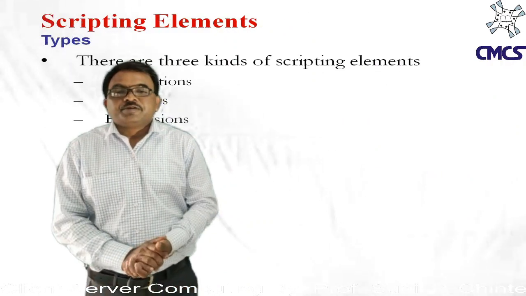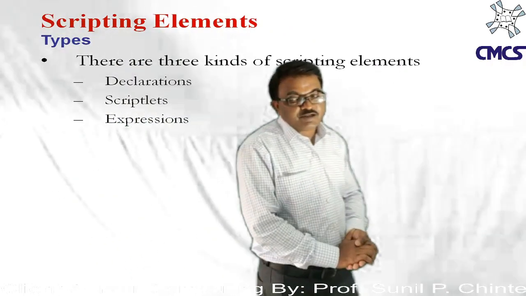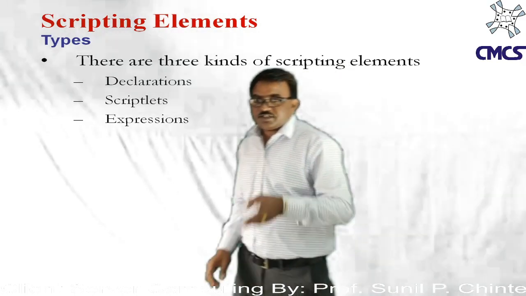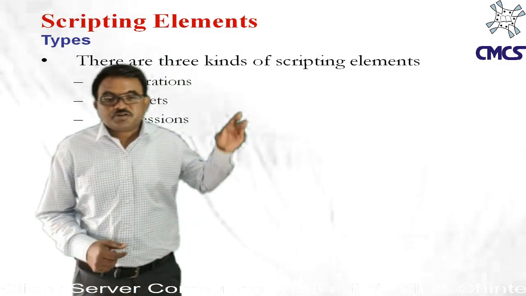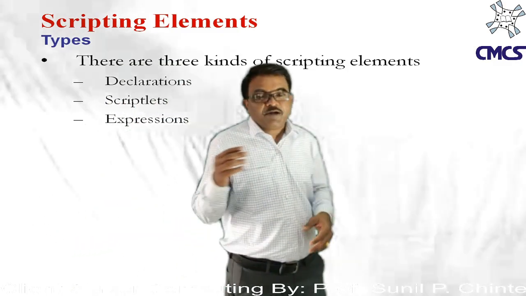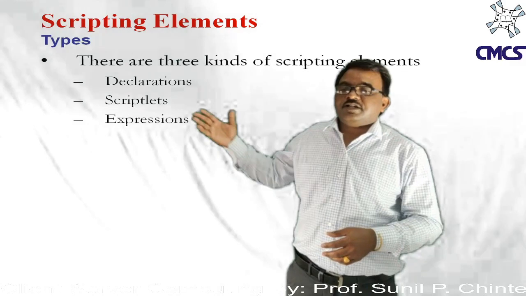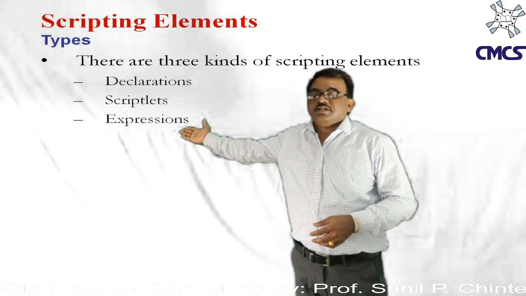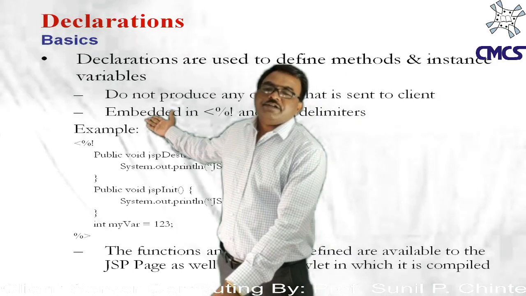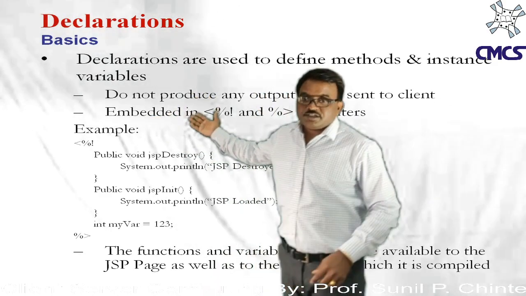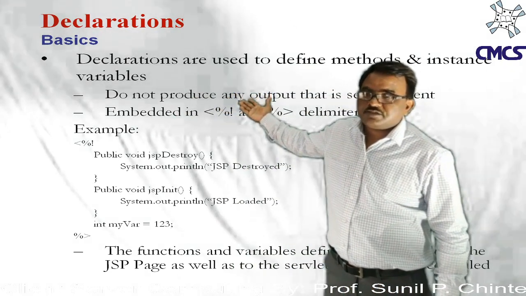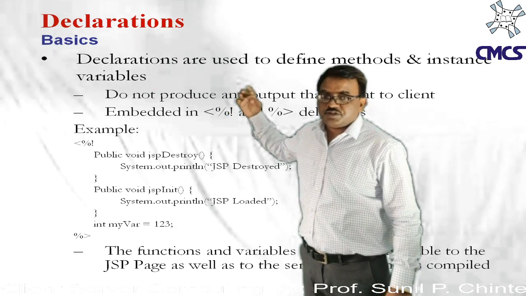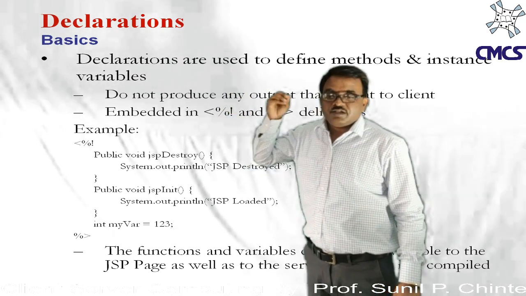Now we have to see the different elements that we can use in JSP, which are called scripting elements. There are three types of scripting elements: declarations, scriptlets and expressions. Let's see the declarations. Declarations are used to define methods and instance variables. These declaration elements are used to define any methods or instance variables.